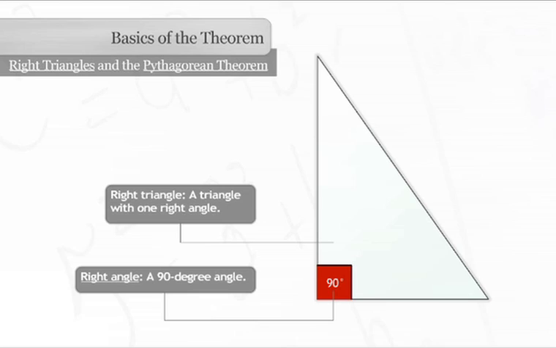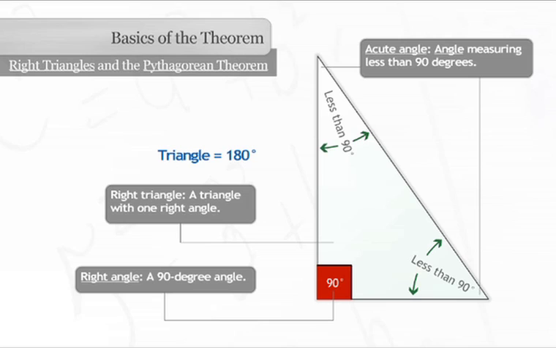Since the sum of the measures of the angles in a triangle is 180 degrees, the other two angles each measure less than 90 degrees and are called acute angles. The sum of the two acute angles equals 90 degrees. Again, look at the right triangle.